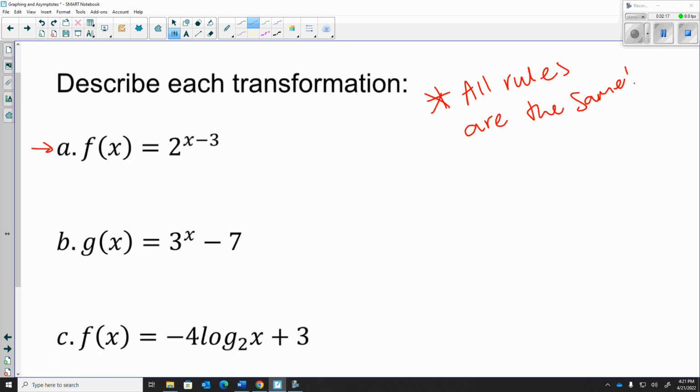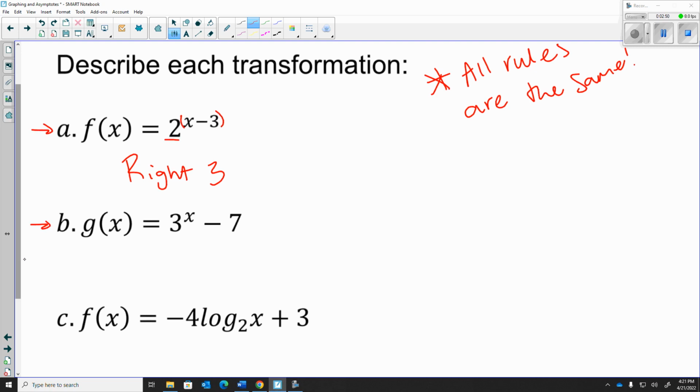Well, that is inside of the function, right? That's not on the end. That's on the inside. So remember, if you're on the inside, that's right and left, and it's the opposite of what you see. So if it's minus 3, that means we're going right 3. Also notice 2, that's the base of this thing. So it doesn't matter what the base number is. That's not doing like a stretch or a shrink or anything like that. That's just part of the function. All right, so there's only one transformation here. It's right 3.